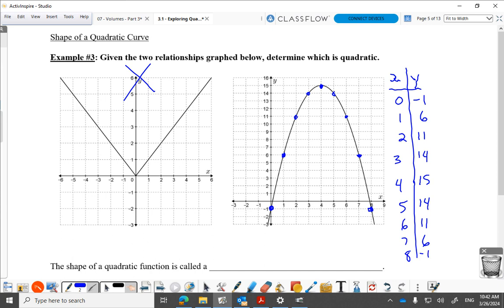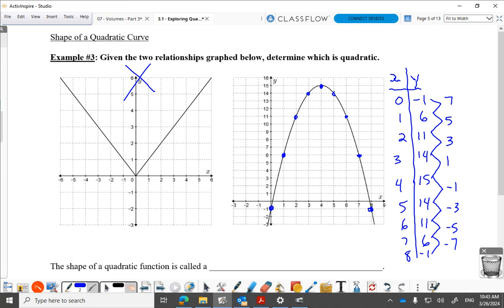And if I do the first differences, I should not be surprised to find out they're not equal. So 6 minus negative 1 is 7. 11 minus 6 is 5. 14 minus 11 is 3. 15 minus 14 is 1. Negative 1, negative 3, negative 5, negative 7. Do we agree? Those are not equal. We're not surprised. The graph was not a straight line. The first differences weren't equal.